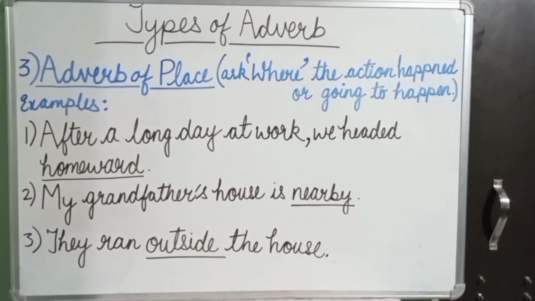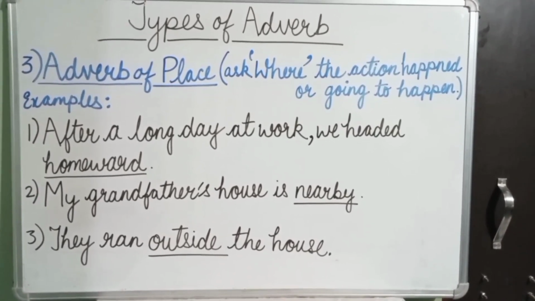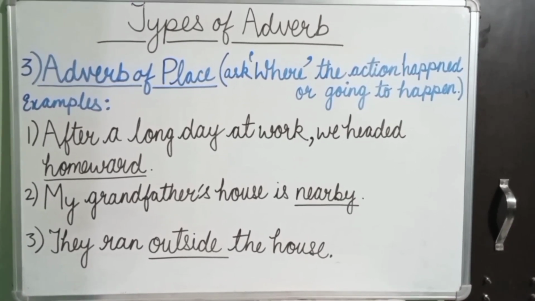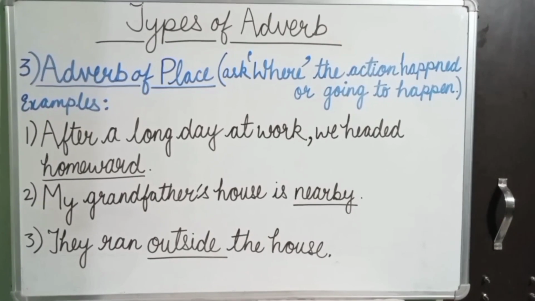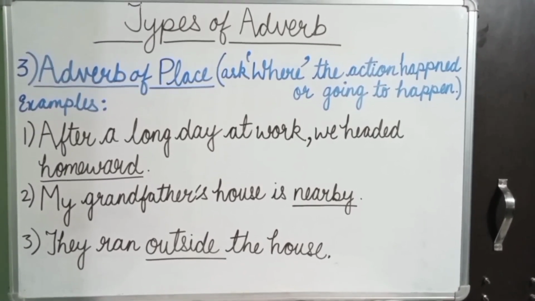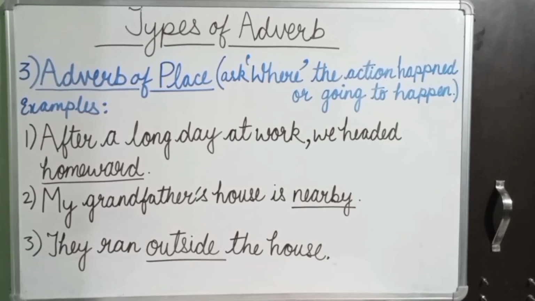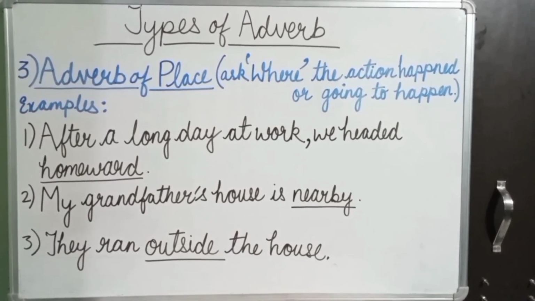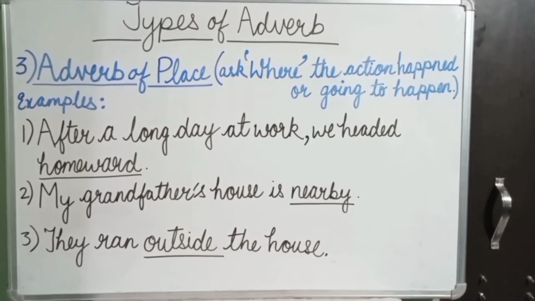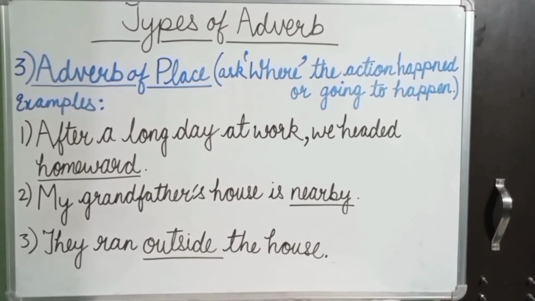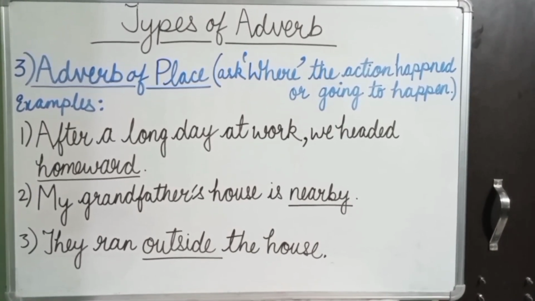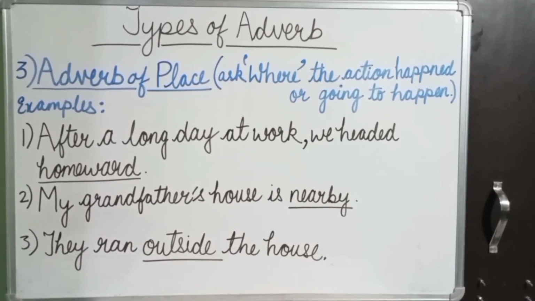So homeward is adverb. Number 2, my grandfather's house is nearby. Ask a question. Where is my grandfather's house? The answer comes nearby. So nearby is our adverb. Number 3, they ran outside the house. Ask a question. Where did they run? The answer comes outside. So outside is our adverb.